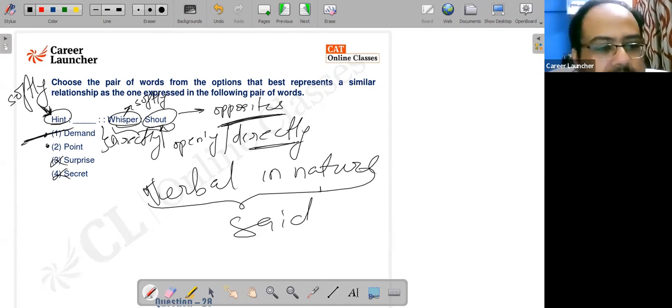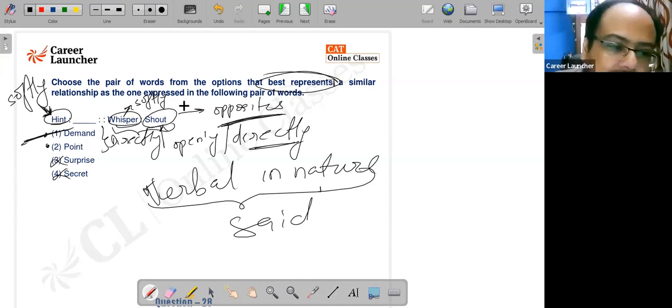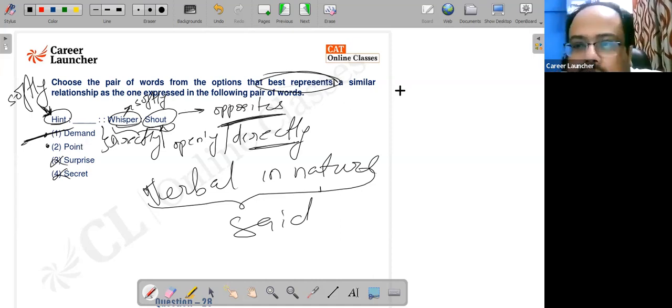But demand is a better option because the earlier three words, hint, whisper, and shout, those are verbally done. A hint is given verbally. When someone whispers, that is something that is said softly. When someone shouts, it is something that is said loudly. So the best option here is option 1. Option 2 is not wrong, but option 1 is better. And that is what the question is asking us, right? Best represents. But options 3 and 4 are definitely wrong.